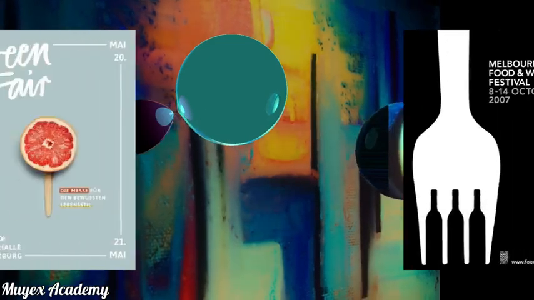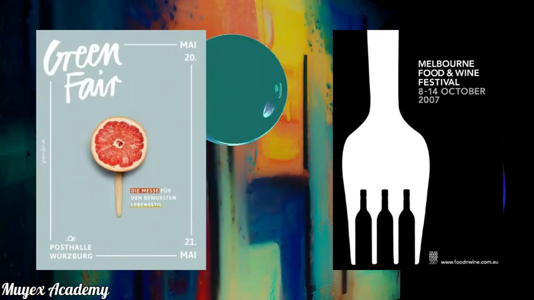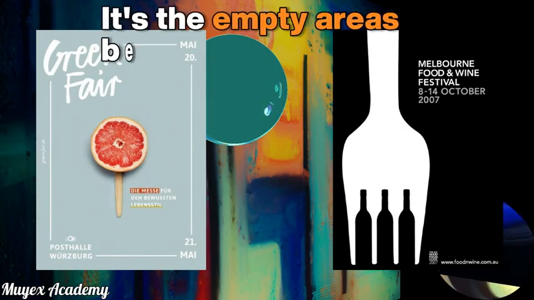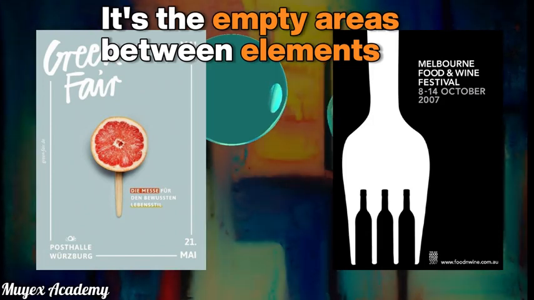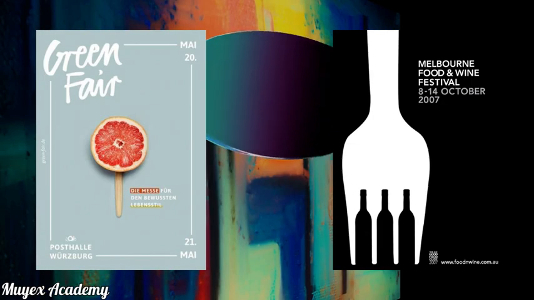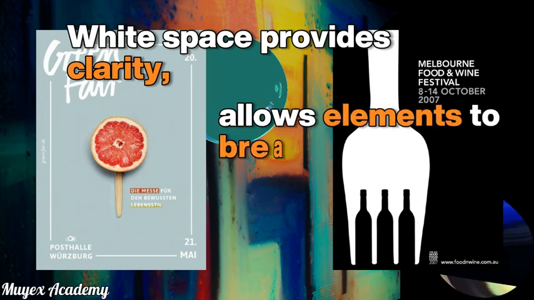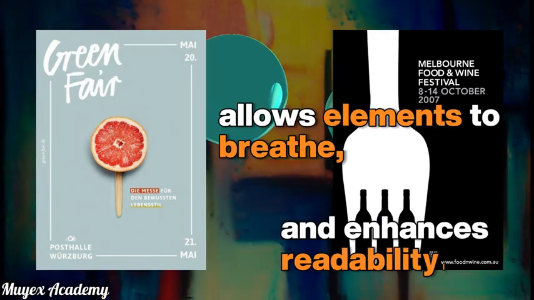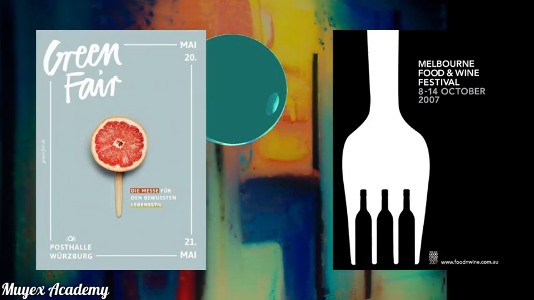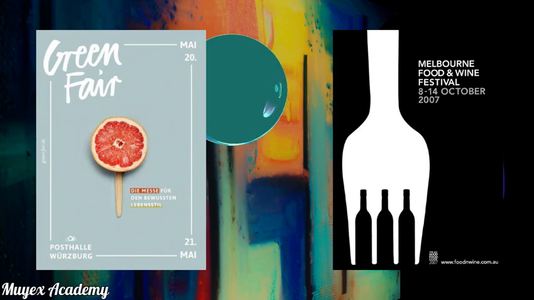White space, also known as negative space, is the unsung hero of design. It is the empty areas between elements. Think of it as the silence between musical notes. White space provides clarity, allows elements to breathe, and enhances readability. It is essential for preventing visual clutter and creating a sense of elegance.